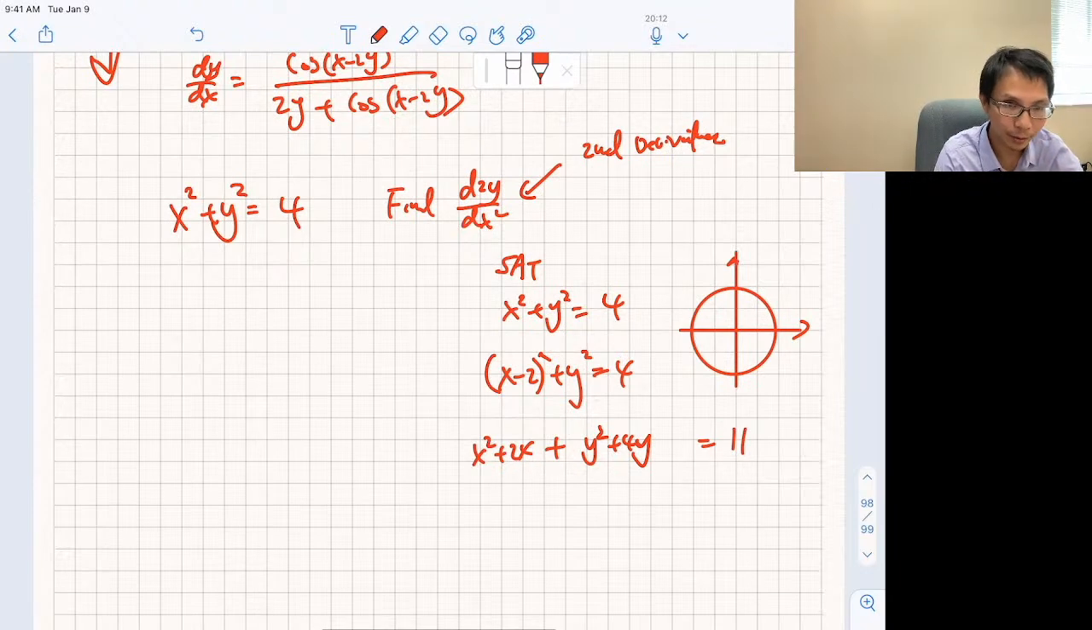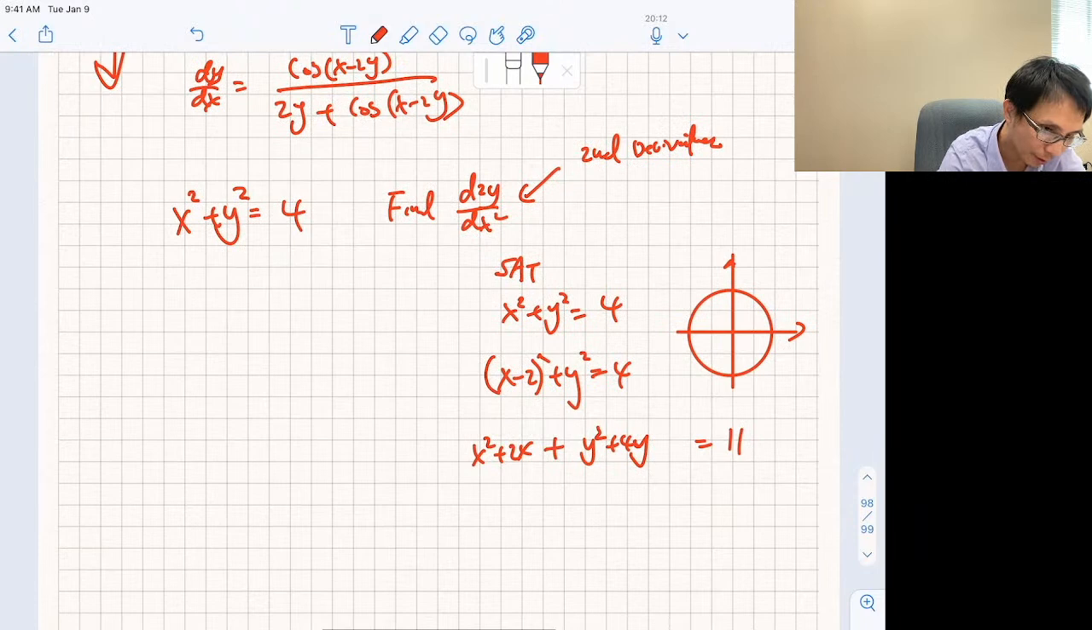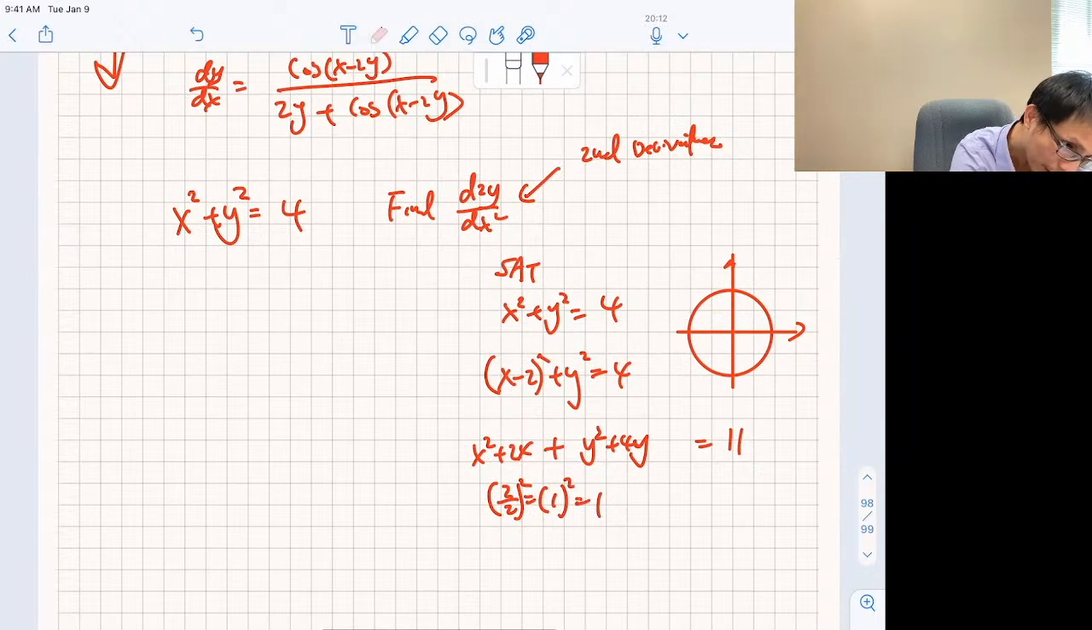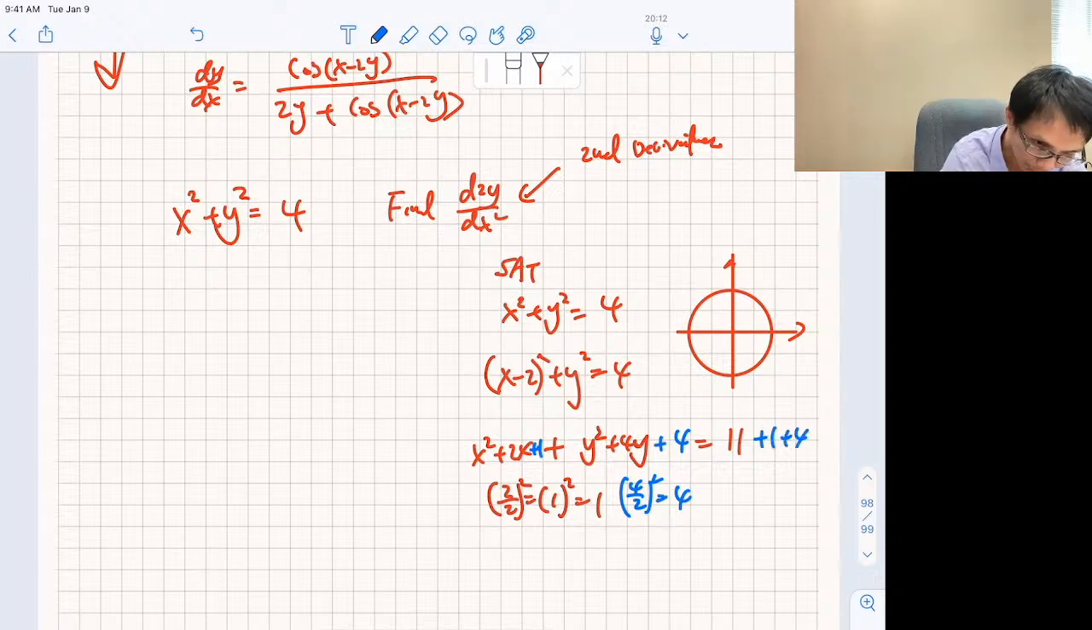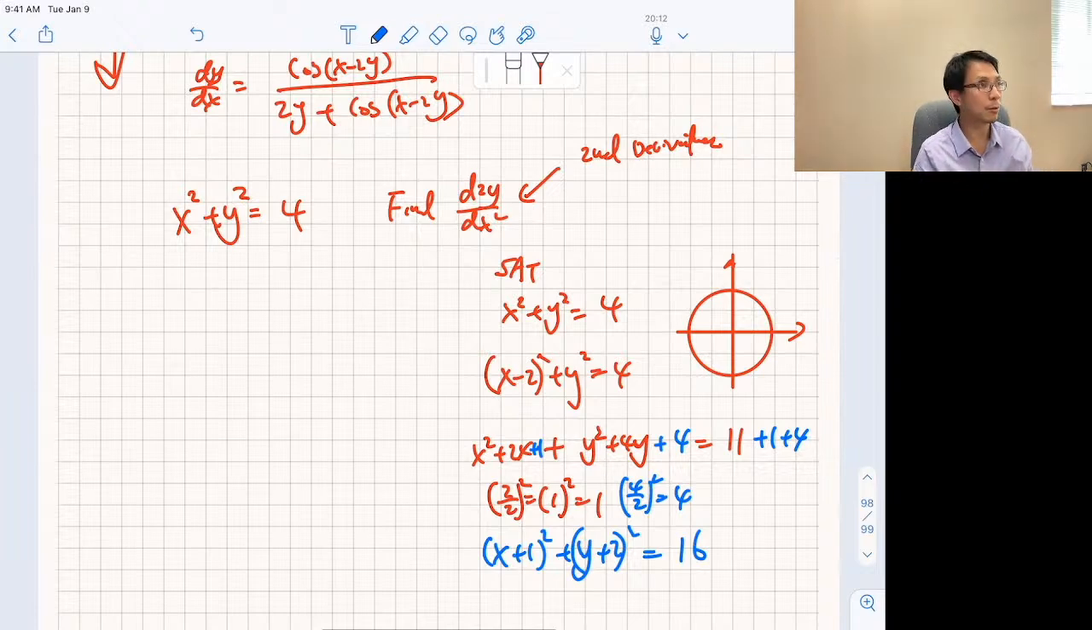Basically, you have to complete the square in this case, so you add 1 on both sides. It'll be 2 divided by 2 squared, take the middle term divided by 2 squared, 1 squared is equal to 1. So this is plus 1, and this is plus 4 divided by 2 squared, that's equal to 4, so plus 4. So you add 1 and 4 here, then that's going to be (x plus 1) squared plus (y plus 2) squared equal to 16. That means the circle is moving left 1 unit and down 2 units with a radius of 4.